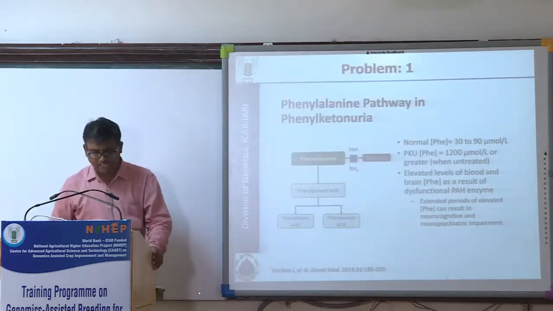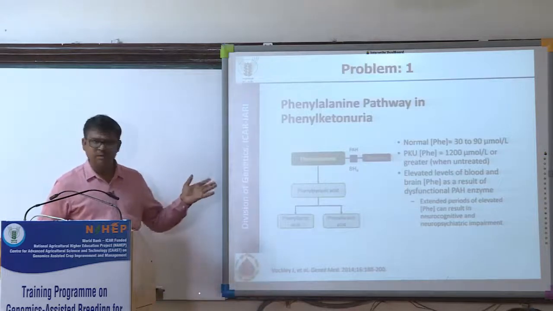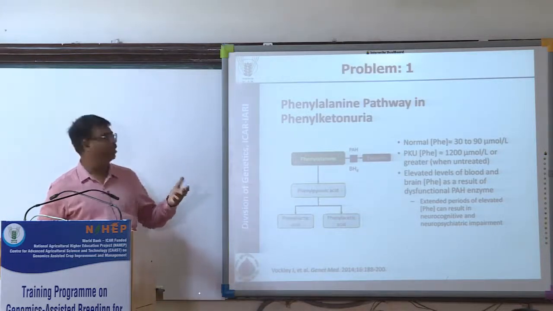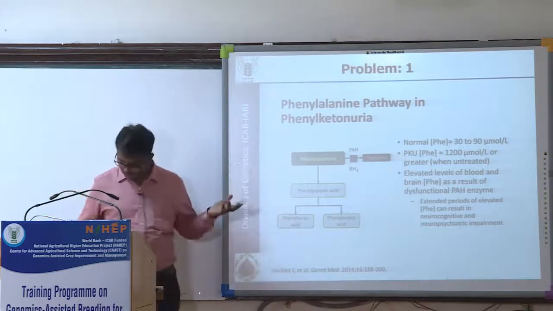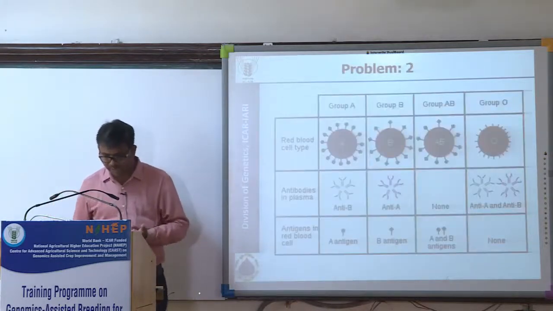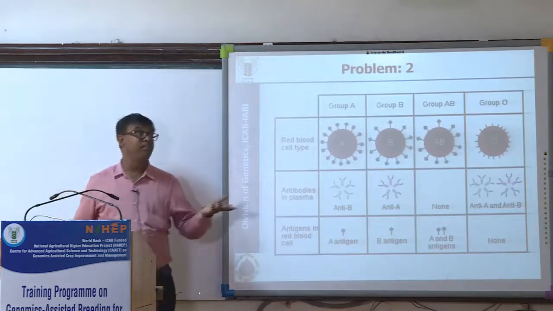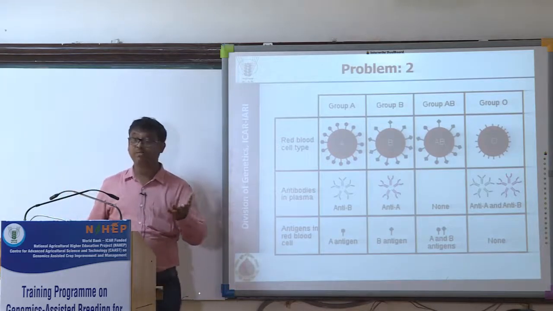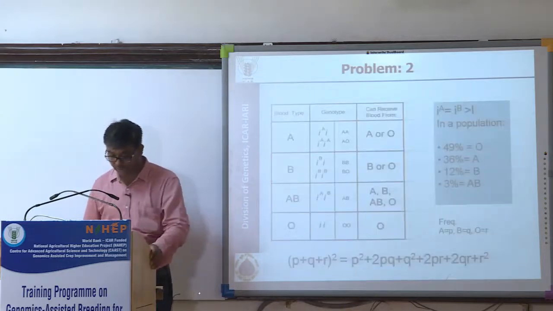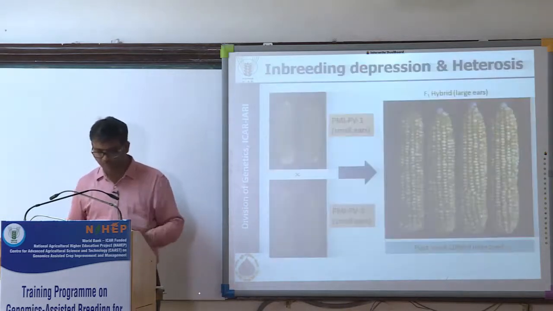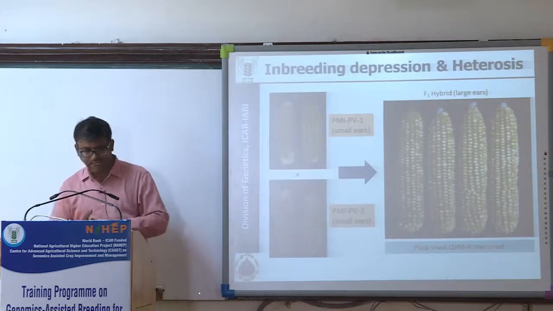Well, we know phenylketonuria, I'm not going into much detail. We can use this principle to calculate gene and genotypic frequency for different diseases in humans. We do it for phenylketonuria. Then we can also calculate the blood group frequency of the A, B, O alleles, either in genotype or gene and genotypic frequency. So these are some of the problems. This is possibly the last slide.